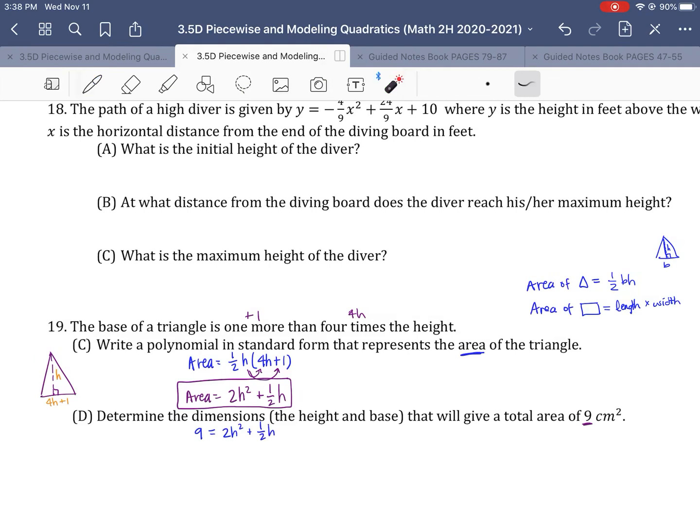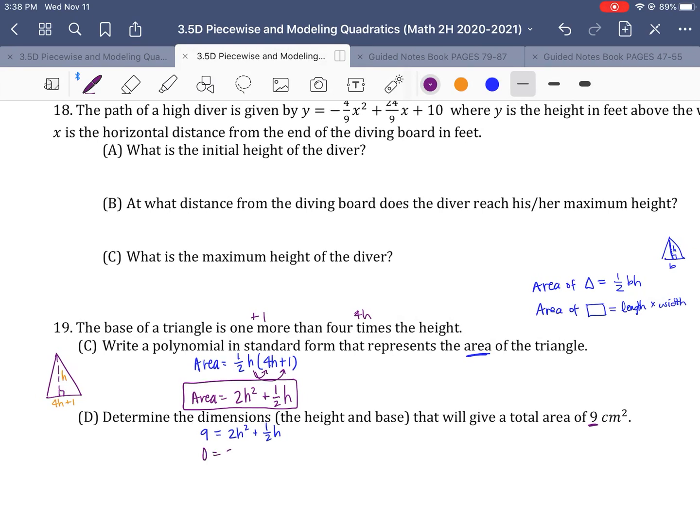Now notice in my equation I have no b values, but I can determine the height so that I can then determine the base. So we're just going to solve this. Now remember, in solving quadratics, we want to set it equal to 0 first. So let's subtract the 9 to the right-hand side of the equation here at the end.